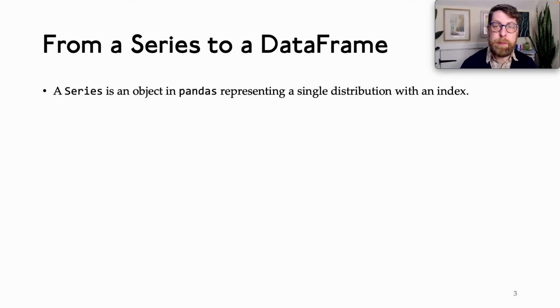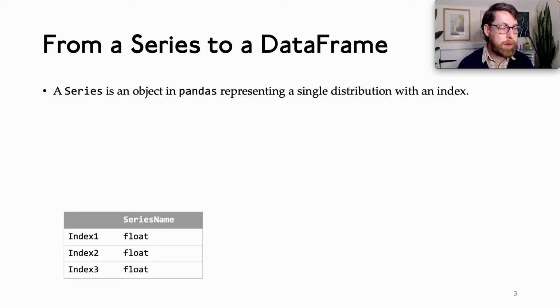So, from a series to a data frame. To recall, a series is an object in pandas that represents a single distribution with an index. And you can get data back out of that series. You can do it by position, starting with the 0th position in Python, or you can do it with the index value itself. Sometimes the index will have a label, maybe Monday, Tuesday, Wednesday, and so forth. So that works like a list and like a dictionary, but it does it only for one column of data. Here we have an example.